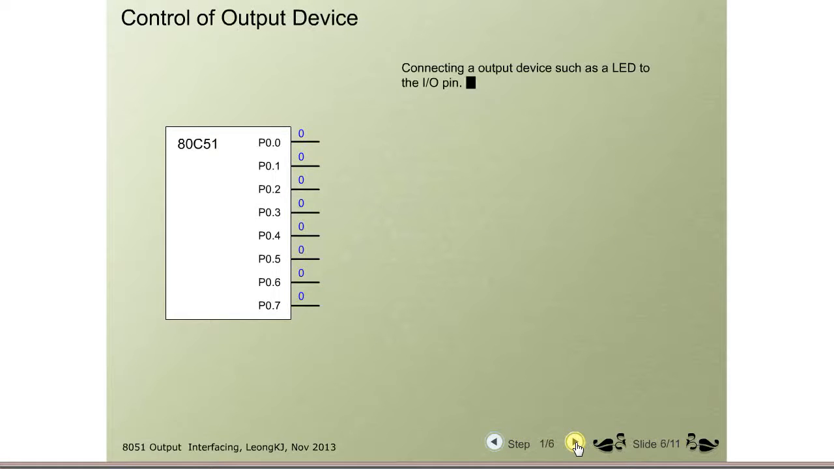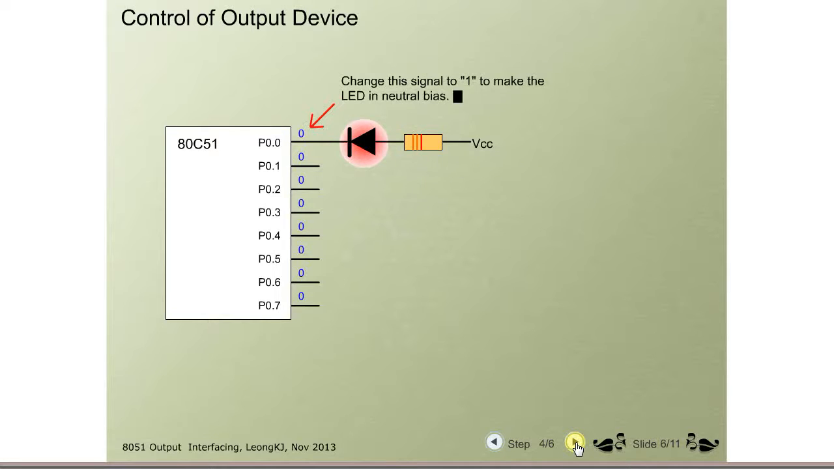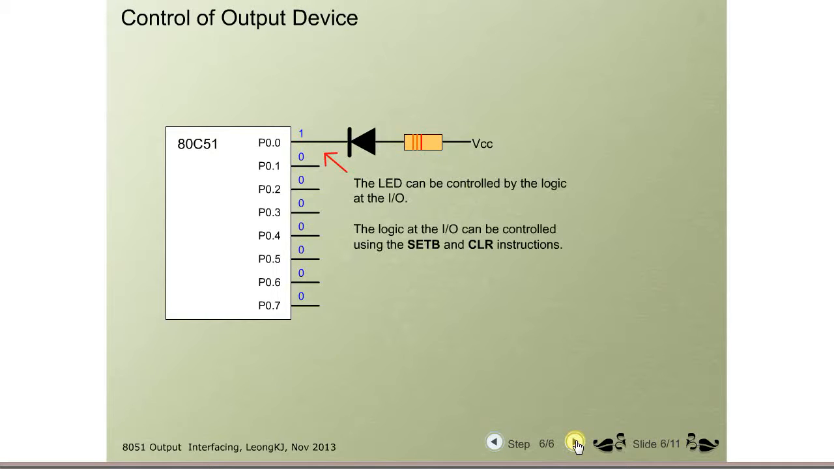Connecting an output device such as an LED to the I/O pin. The LED is turned on because it is in forward bias. Change this signal to 1 to make the LED neutral bias. The LED is not biased now, and the light turns off. The LED can be controlled by the logic at the I/O. The logic at the I/O can be controlled using the set bit and clear instructions.